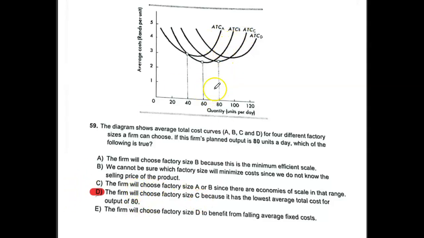The firm will choose C because it has the lowest average cost. Why? They'll choose graph C because for C, this is the lowest. So at 80, it's the best possible. And if we draw a line over here, it's the minimum cost, right?